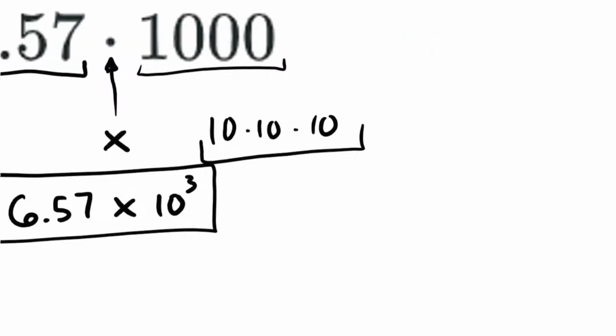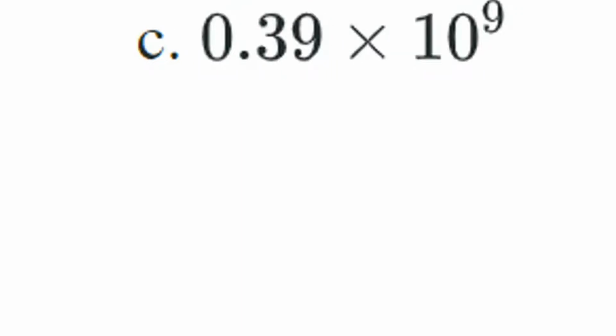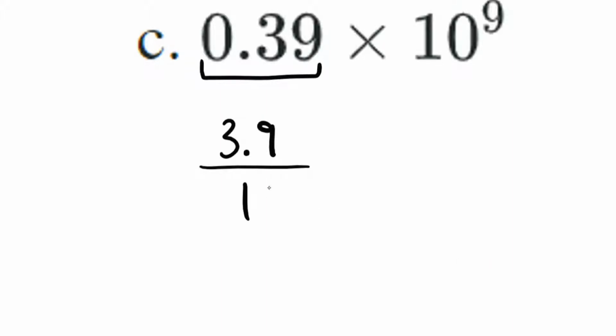And then finally, let's go to part C. This is not in scientific notation. To make it look like scientific notation, I would write this as 3.9, because this number right here is not a number that's greater than 1 but less than 10. It's less than 1. But I can write it as this. I can write this as 3.9, but then I have to really divide that number by 10. I have to divide that by 10 in order to make this equal to the 0.39.